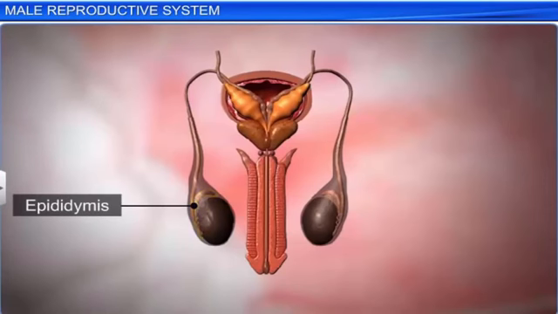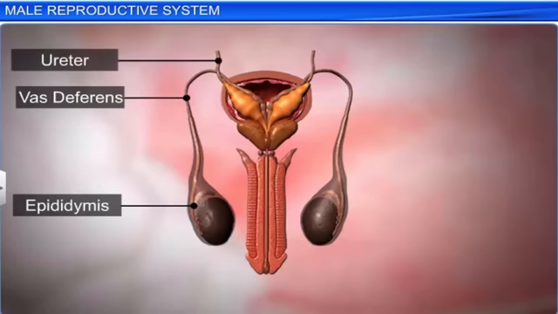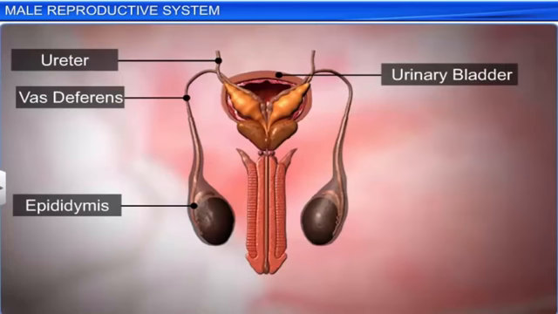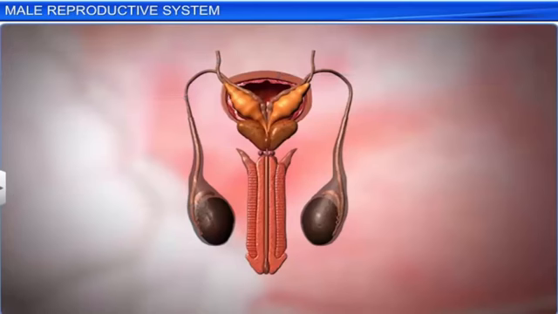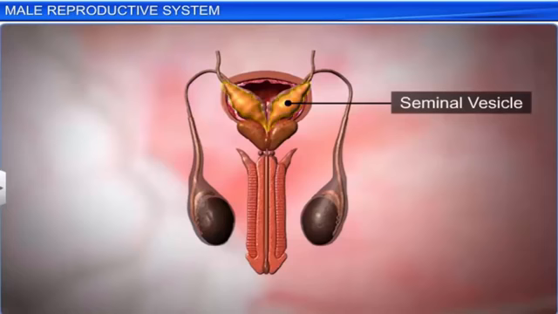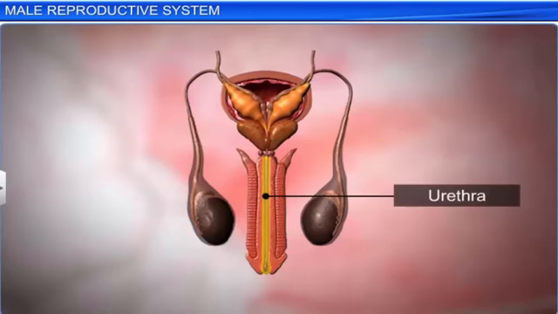The epididymis leads to the vas deferens that ascends into the abdomen, curves around the ureter and loops over the urinary bladder. It extends backwards and receives the duct from the seminal vesicle and finally opens into the urethra as an ejaculatory duct.